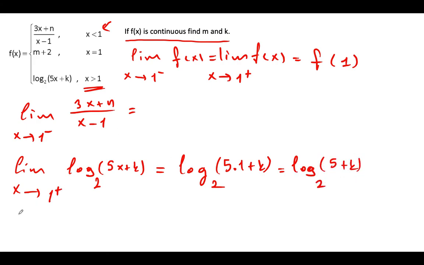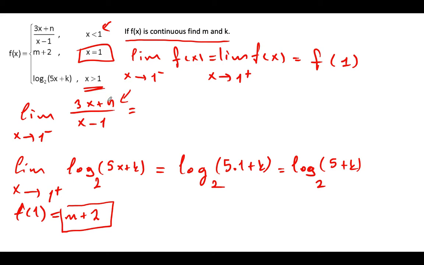Now finally, I need f(1). So what is f(1)? When x is 1, it's here, so this is directly m plus 2. m plus 2. So what should I say? What should I say, guys? So m plus 2 must be equal to something here. So how can I express what n should be in order to make this defined?